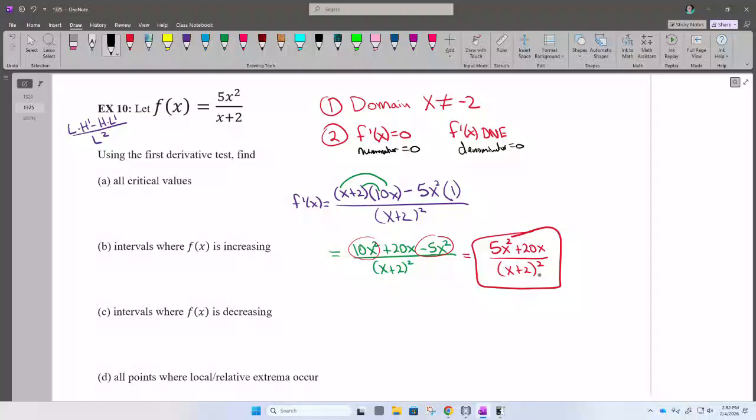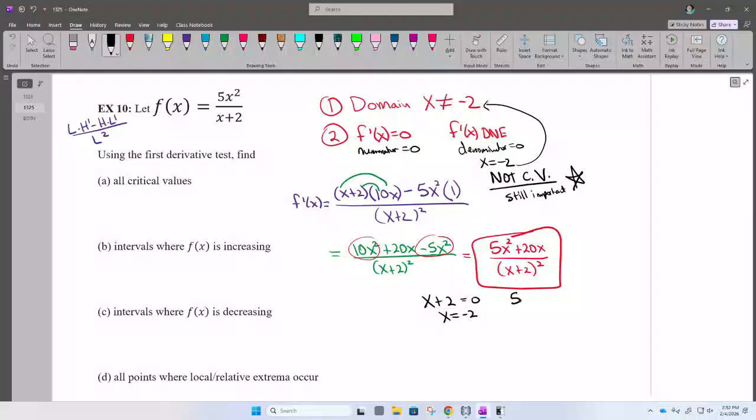So I'll set my denominator equal to 0. I don't care about the squared part. And I get that happens at x equals -2. I don't decide it's a critical value until I check to make sure it's in the domain. Is it in the domain? No. It's the only thing not in the domain. So it's not a critical value, but still important. Still important enough to go on a number line.